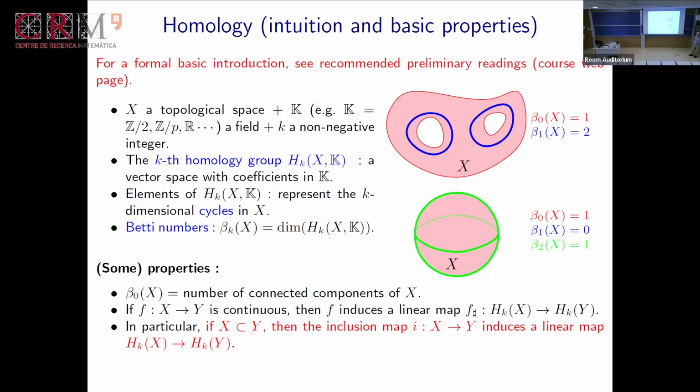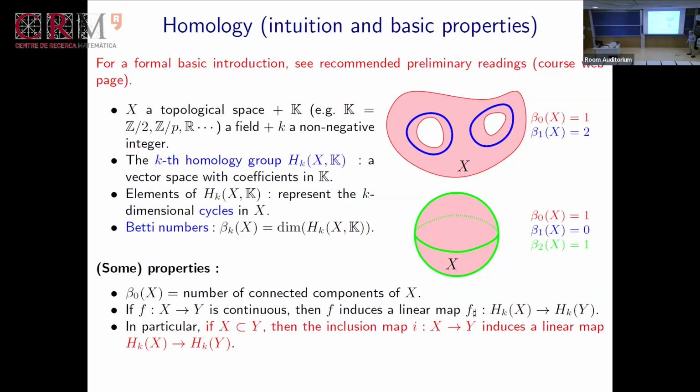And beta 2 is 1, because you have one 2-cycle, which is the sphere itself, because in some sense it surrounds a void. I'm just waving my hand. If you want to do this in a clean way, it would take a while, but this is just to give you the idea. And again, if you are not familiar with all this machinery, you can think about connected components, right?